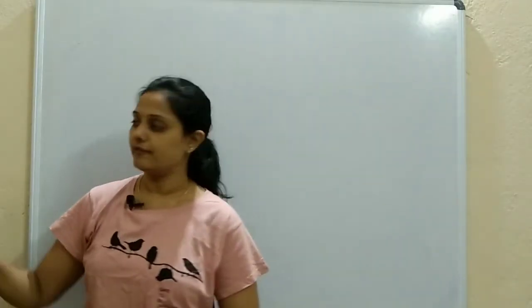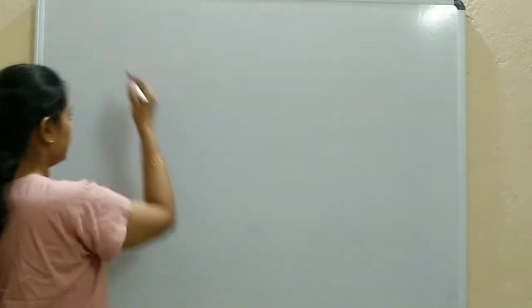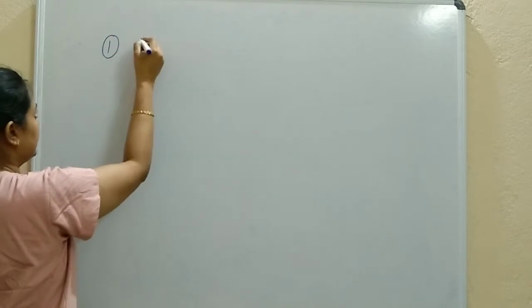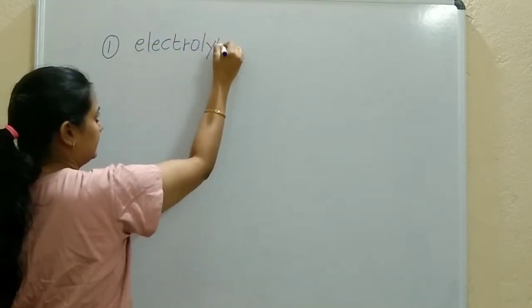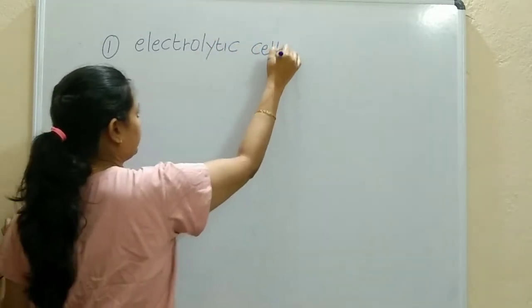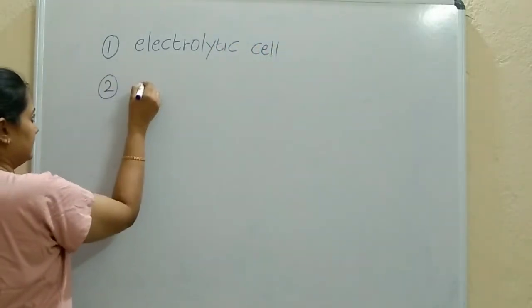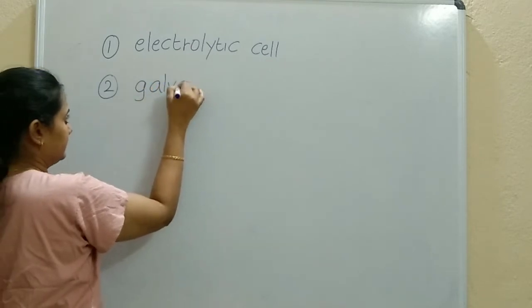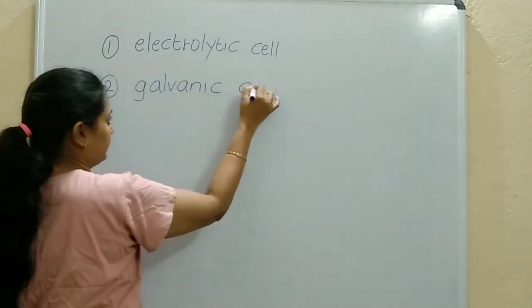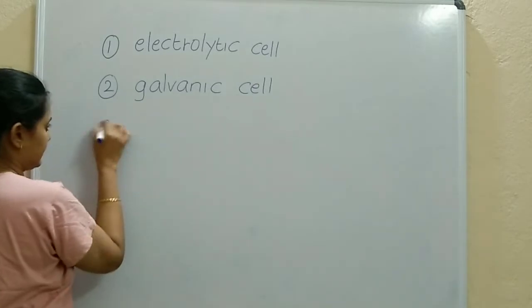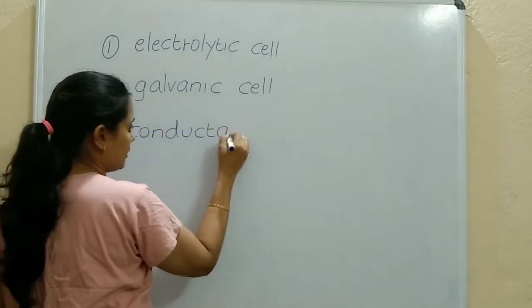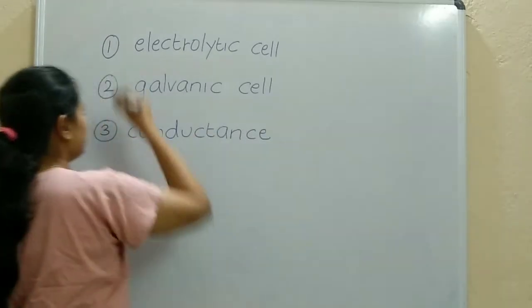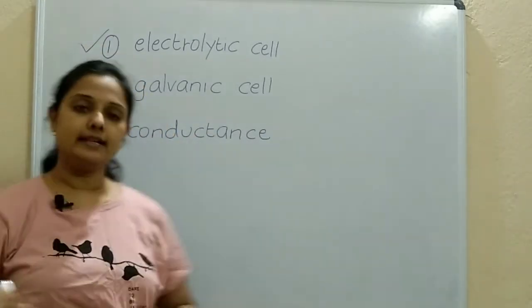Electrochemistry is basically divided into three: electrolytic cell, galvanic cell, and conductance. I'll just write here. So we'll discuss all the three. First we will start with the electrolytic cell.